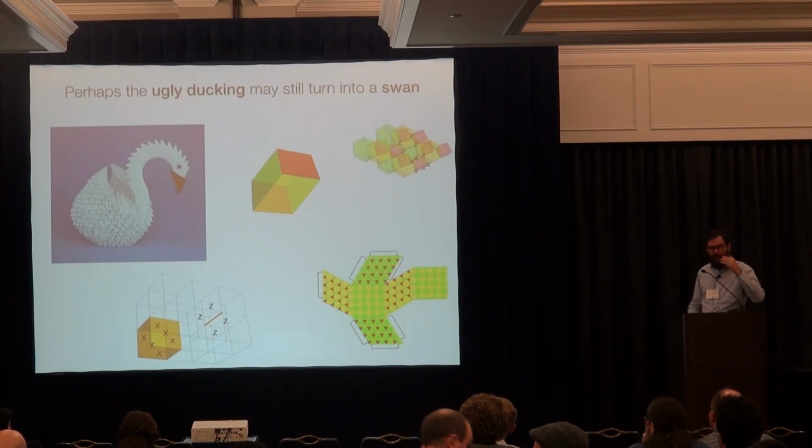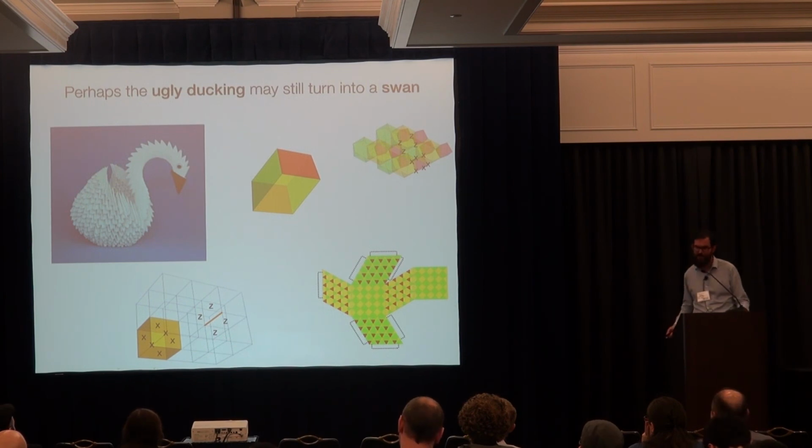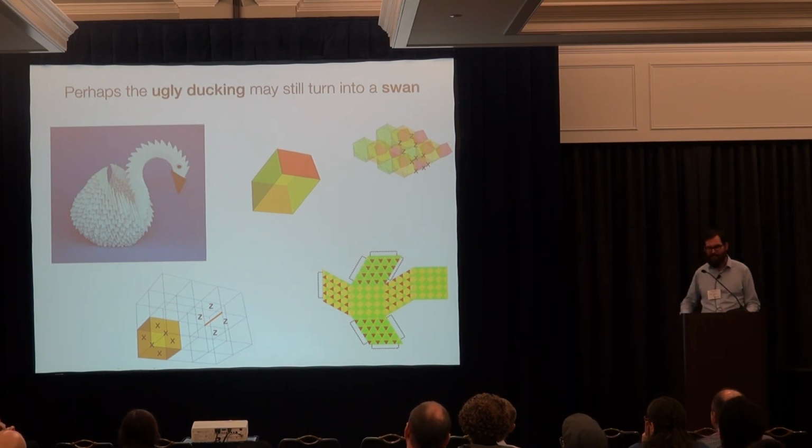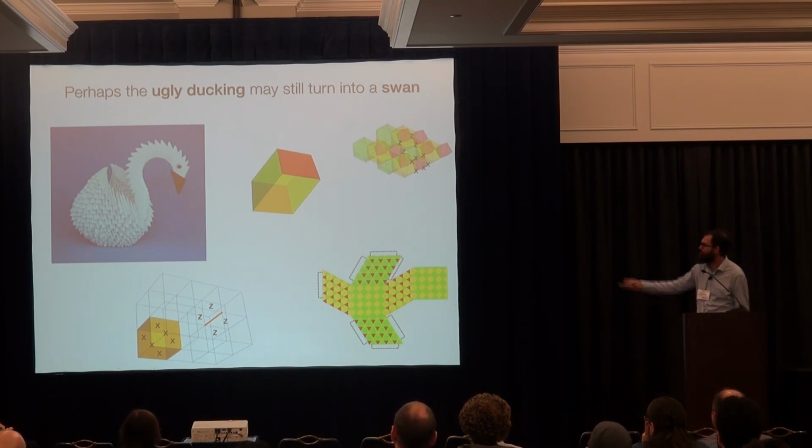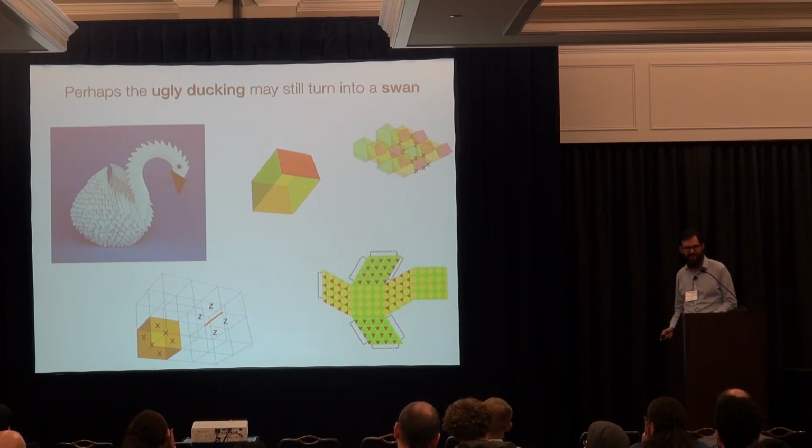Okay, so I hope that I've shown you that the 3D surface code should not be written off. It has some interesting properties. And so perhaps this ugly duckling does have some scope for promotion to swan status.